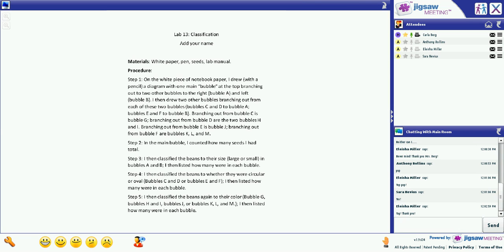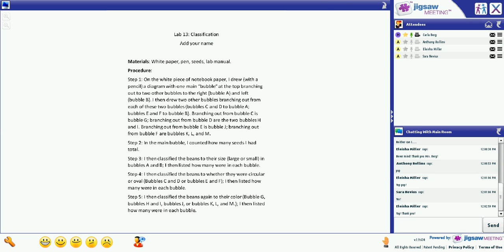Now, one thing that should not be used in a lab report is the pronoun I. So instead of saying, on the white piece of notebook paper, I drew, you should write, on the white piece of notebook paper, draw, because you're not telling people what you did. You are trying to tell people how they can do the lab.